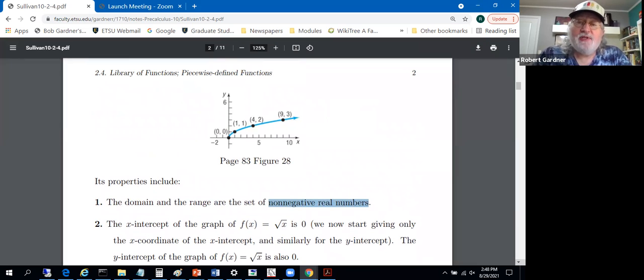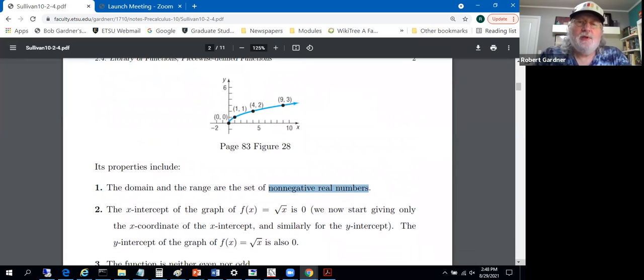So there's some properties of the square root function. As we'll see when we dig into this in a little more depth, this is half of a parabola. You probably dealt with parabolas in your previous travels. This is half of a parabola, it turns out.